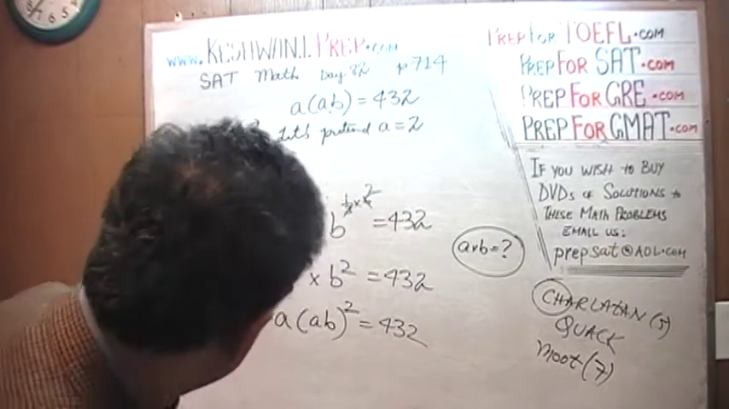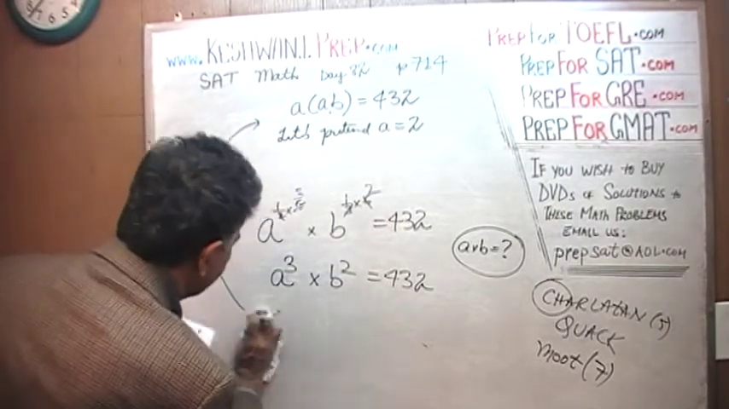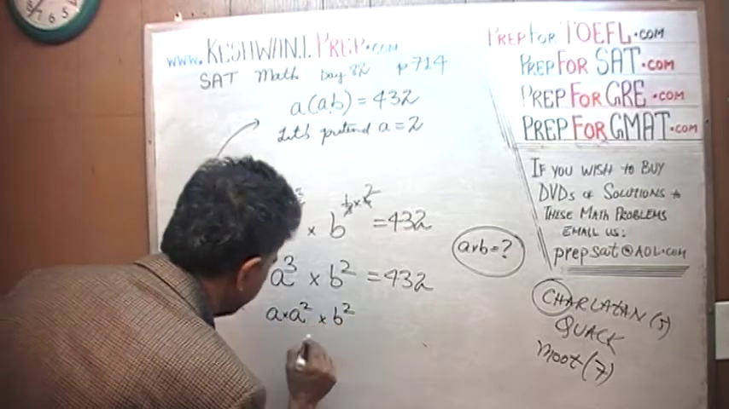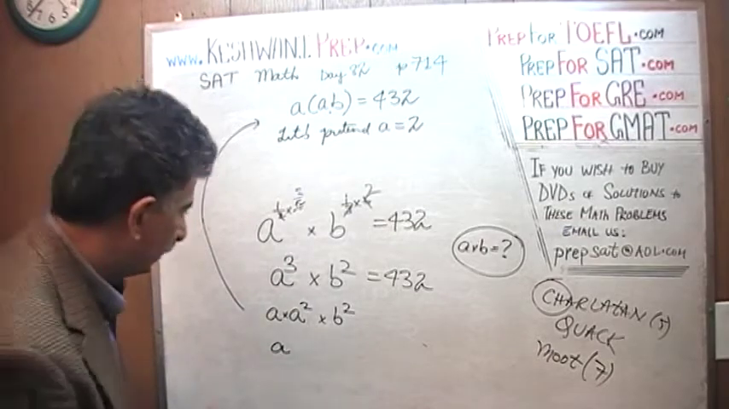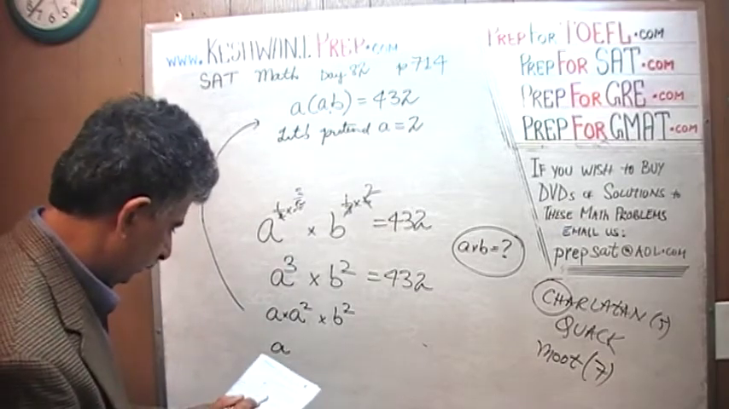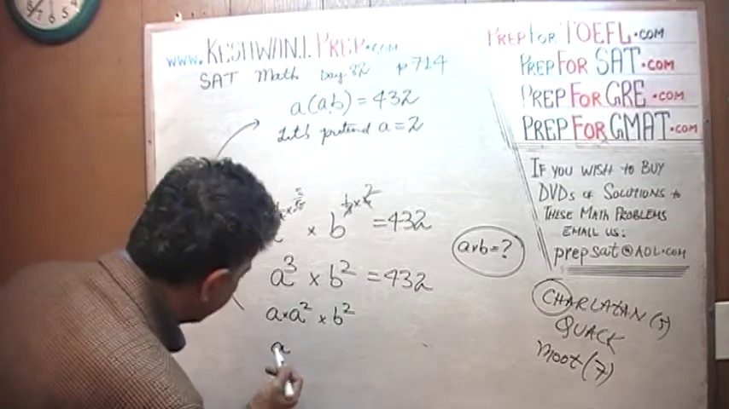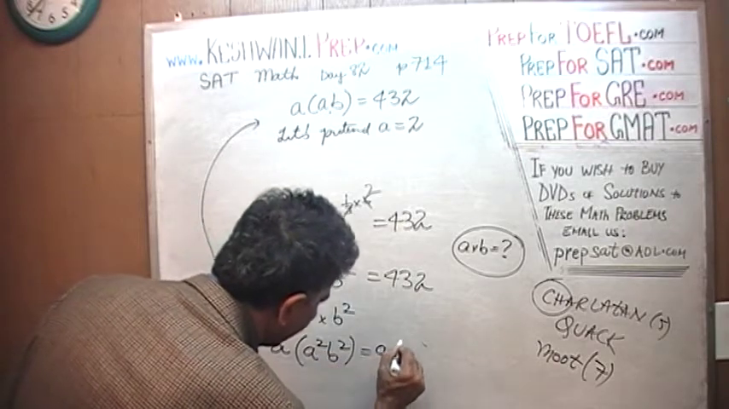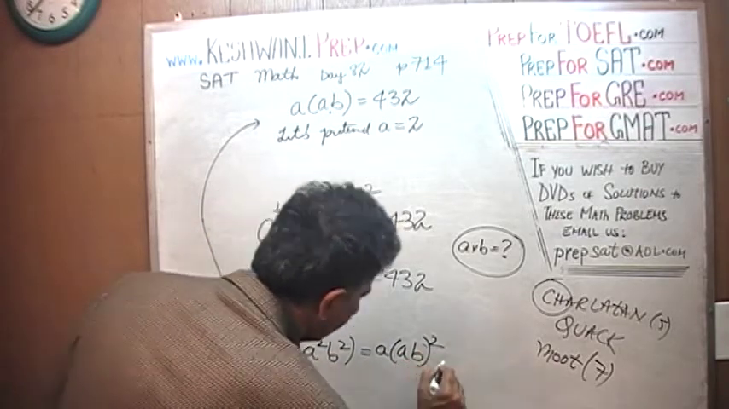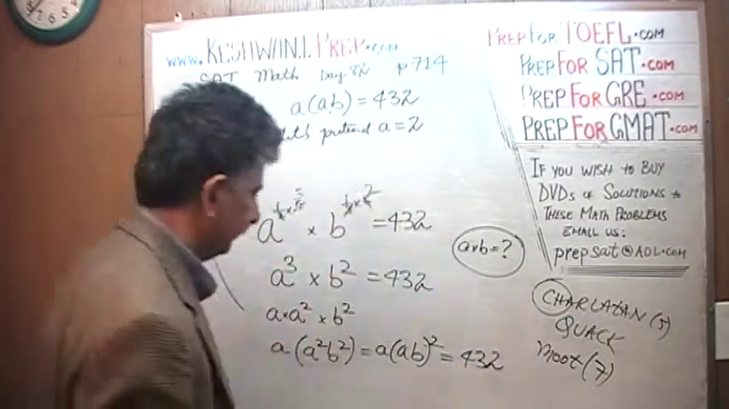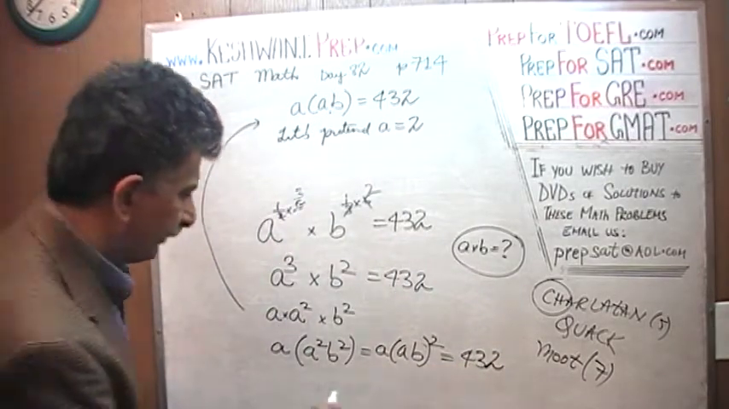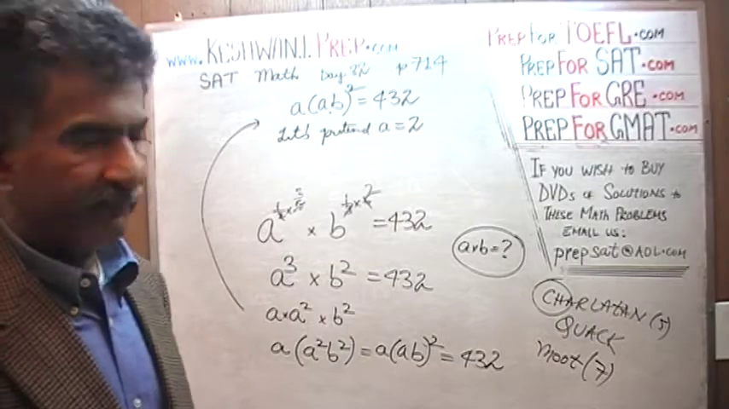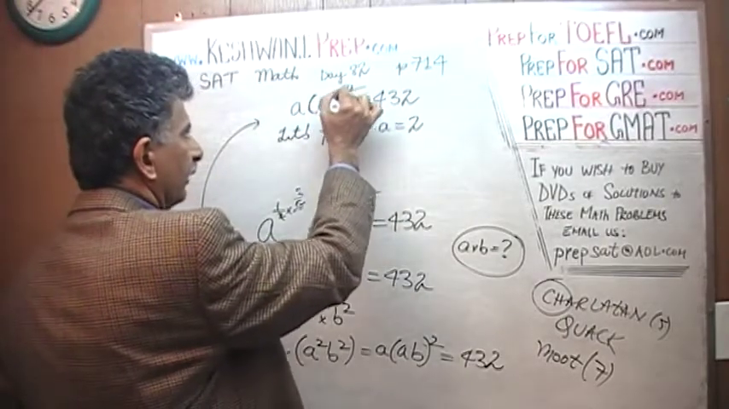Let me do it properly. So this A cubed can be written as A times A squared, and this is B squared, so when we take out A, this can be written as A times A squared times B squared, which of course is the same as A times AB squared. And this, we are told, equals 432. That's the part I left out. I forgot the exponent there, because as I reached here, I realized that my story wasn't going to make sense unless we have this quantity as a perfect square. This is a square.